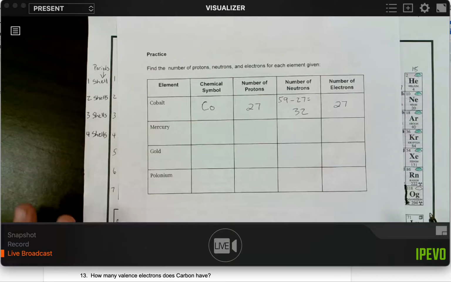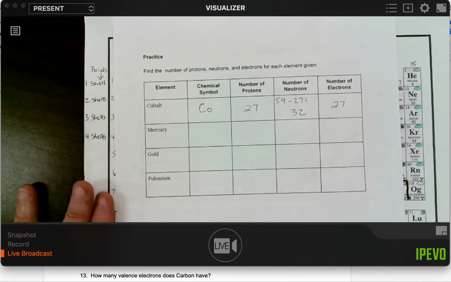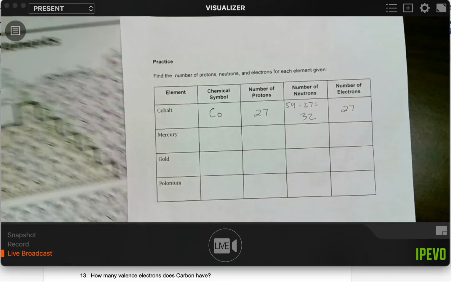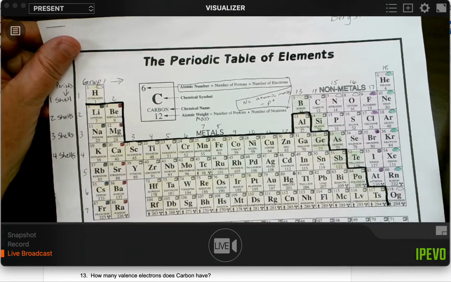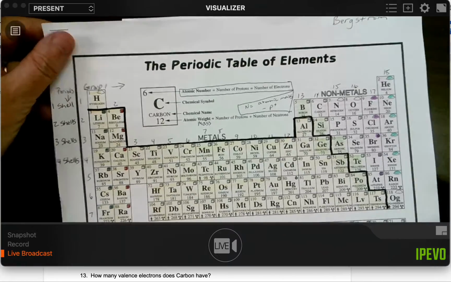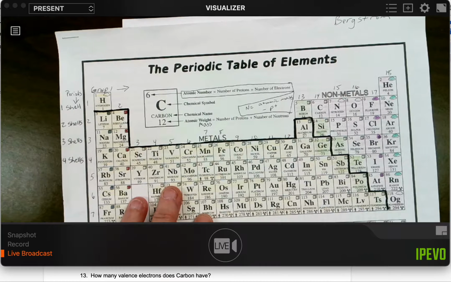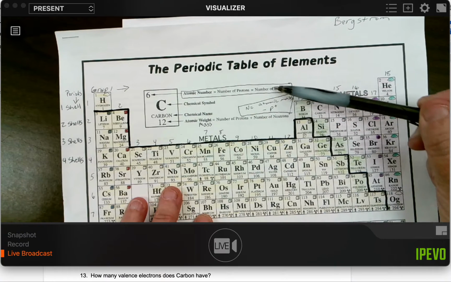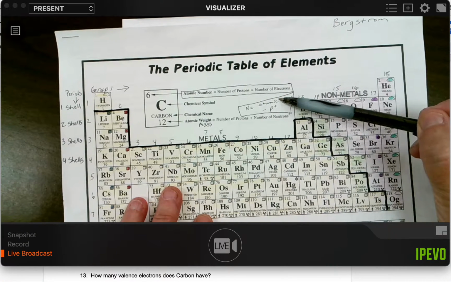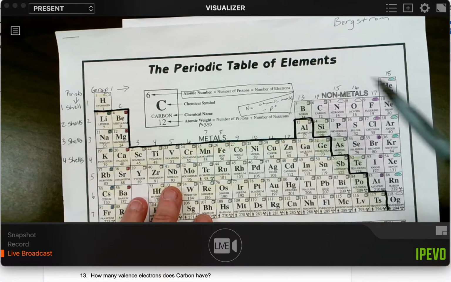All right, I'm going to do one more example for you here. So let's do mercury. So first thing we need to do is find mercury on our periodic table. Okay, once we find mercury, then we can use the formula that's up here to give us protons, neutrons, and electrons. So again, remember we're using the little things that are already up here to help us with that. We don't need to refigure this out every time. So having your periodic table with you is going to be important.